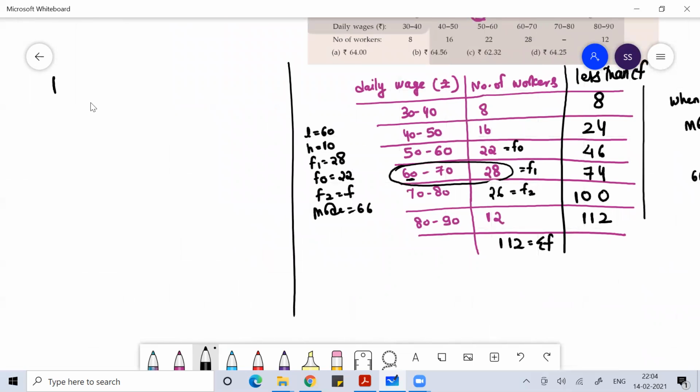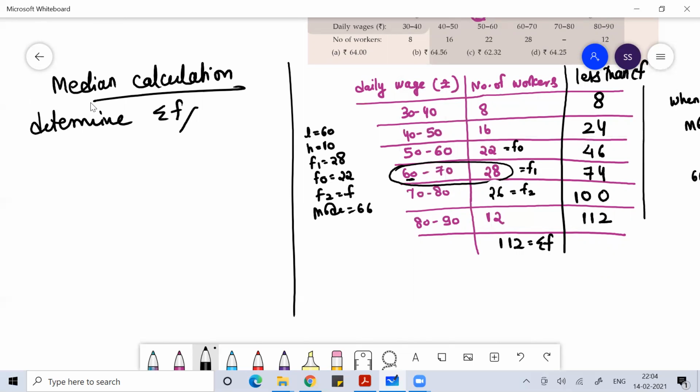So for median calculation, what is the first thing I'll do? I'll determine the sum of f by 2. So sum of f is 112, divided by 2, that is equal to 56. Okay, the value is 56.